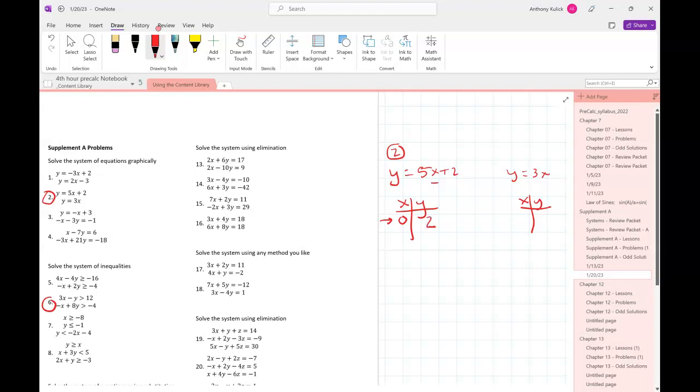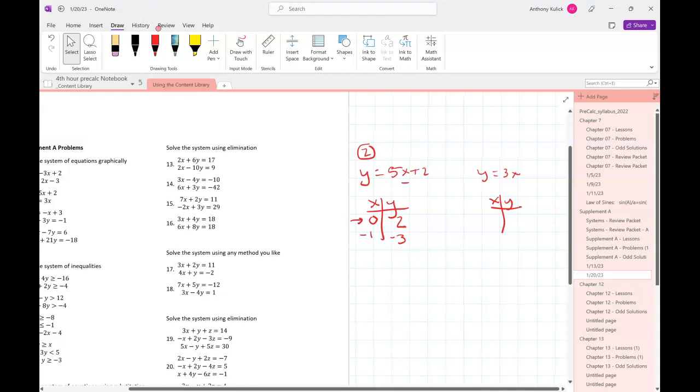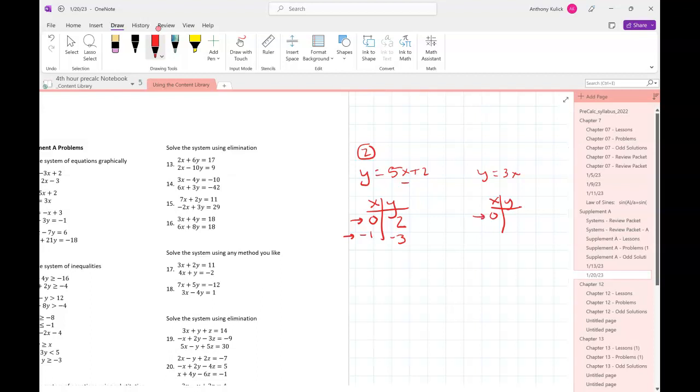And then maybe let's do -1 for X. What do I get for Y then? -3, very good. And we'll do the same thing over here. I'll pick 0 for X. When I plug that in, what do I get for Y? 0. Then maybe we'll pick 2 for X. What do I get when I plug that in? 6. Okay.